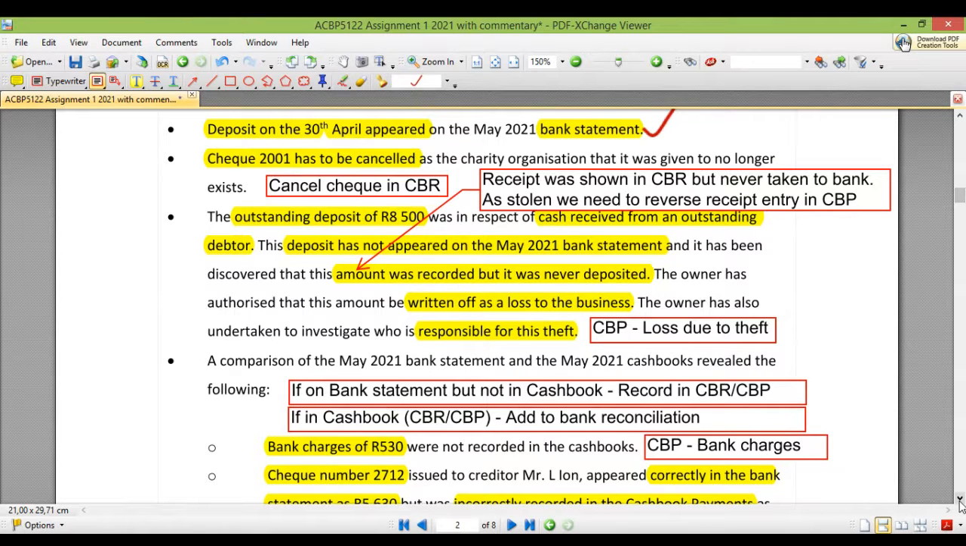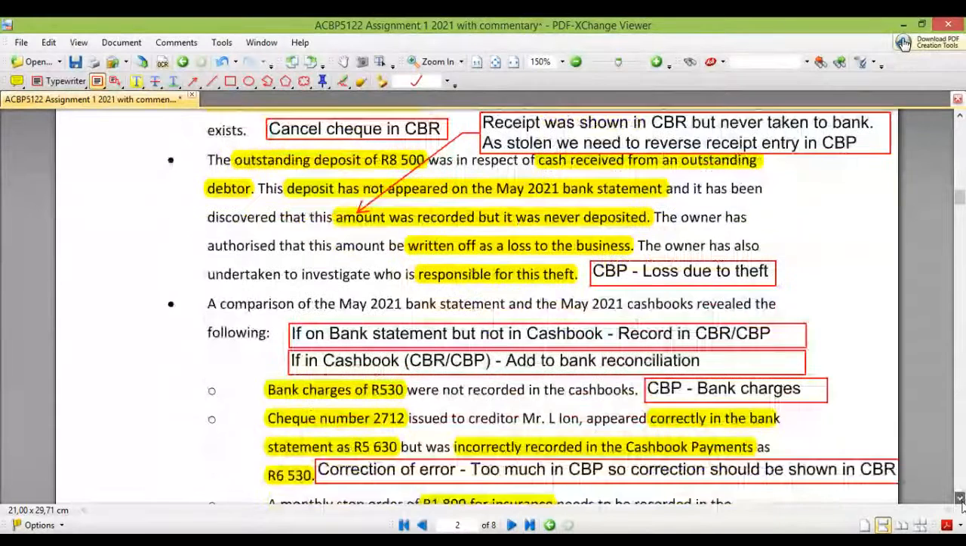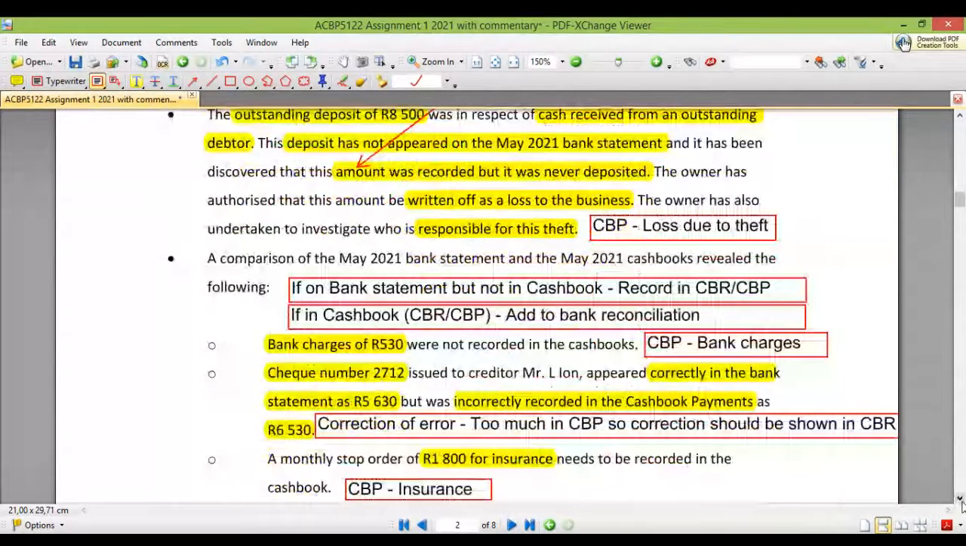If it's recorded in our cash book receipts or our cash book payments, then we add it to the bank reconciliation. That means it has not gone through on the bank statement yet, so it needs to be reflected on the bank reconciliation. Otherwise, our balance on the bank statement will not reconcile to what is in our cash book or in our accounts, general ledger.